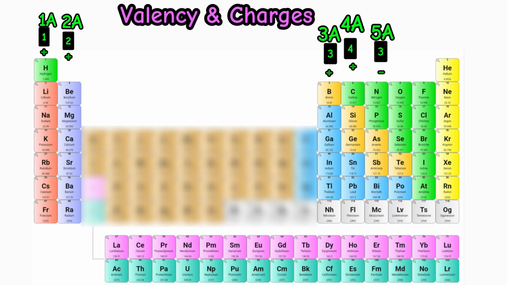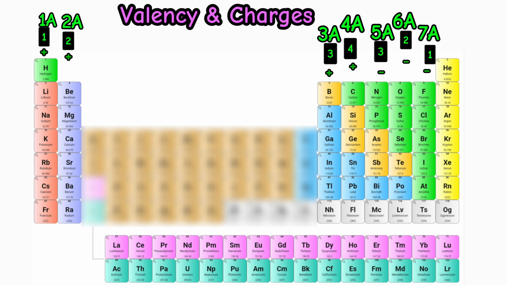The valency of each element in group 6A is 2. They form negative charges because they tend to gain 2 electrons, except polonium and livermorium, which form positive 2 ions because they are metals. The valency of each element in group 7A is 1. They form negative charges because they tend to gain 1 electron.